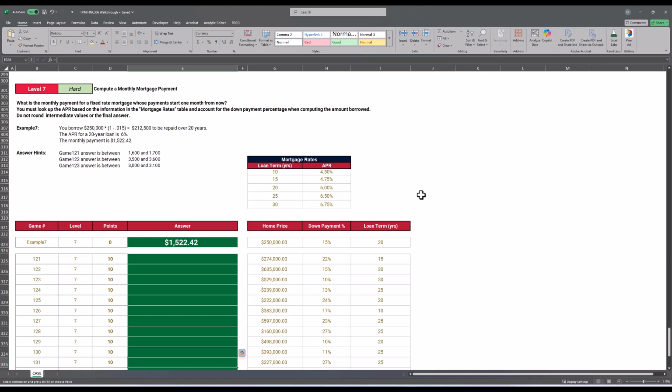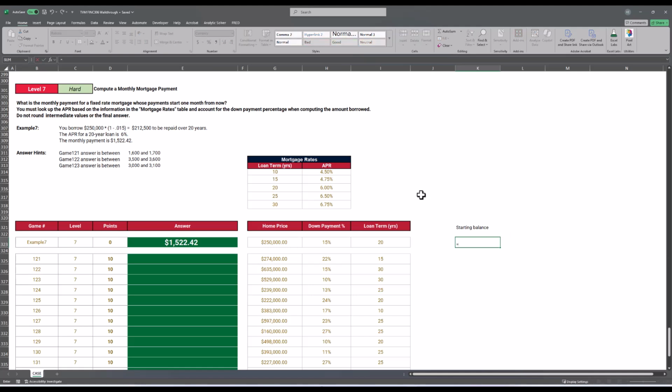Two other layers of complexity here. One, we've got a down payment, so we're going to have to find the starting balance of the loan. And then second, we're going to have to look up the interest rate because we've got this table here that shows us a different rate for different terms. So I've got the loan term here. So let's start by finding the starting balance.